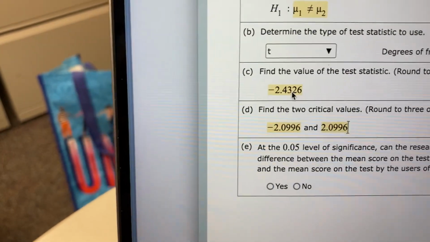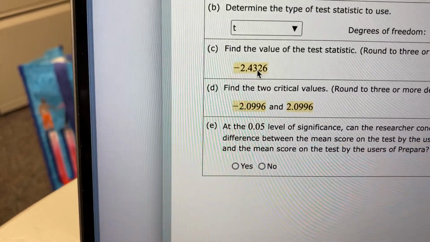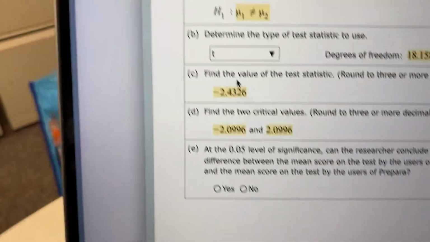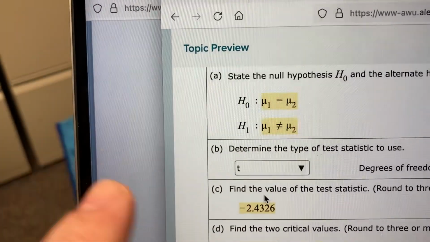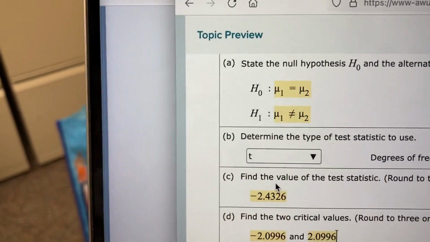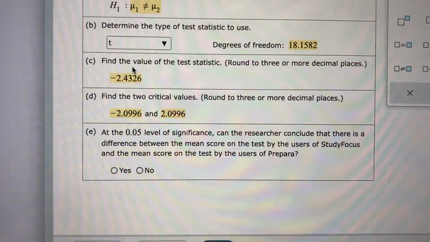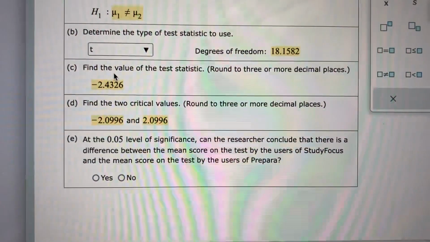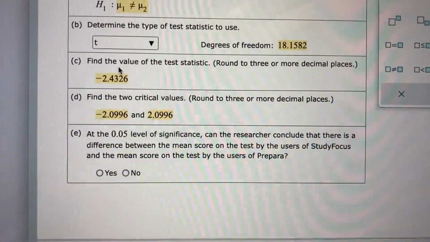And also, when I went back and I did the p-value, it was smaller than 0.05. So we are going to reject the null. And so we have to think about our null and our alternative. We're rejecting the null. We're putting a line through that, and the claim is going to get supported. So let's see what this has to ask us. So at the 0.05 level of significance, can the researcher conclude that there is a difference between the mean score on the test by the users of Study Focus and the mean score on the test by the users of Prepara? And the answer is yes.